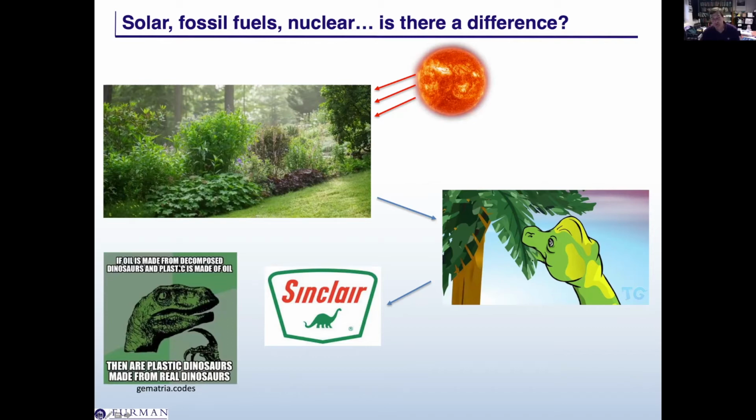So if oil is made from decomposed dinosaurs and plastic is made of oil, and it is, then are plastic dinosaurs made from real dinosaurs? Right? So just a little something for you to ponder.